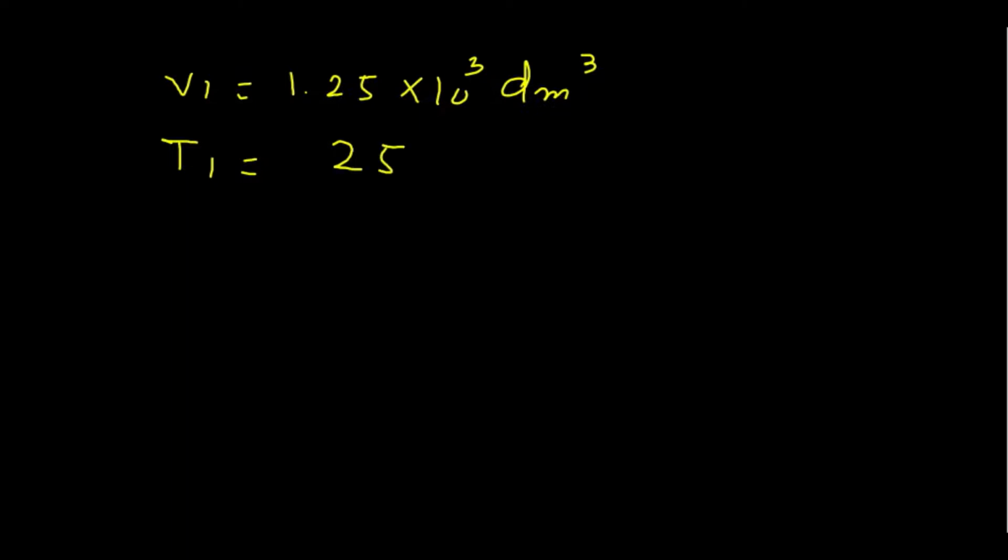Now we convert degree centigrade into Kelvin by adding 273. We know K is equal to degree centigrade plus 273. So by the addition of 273 we convert it into Kelvin. It becomes 298 Kelvin.